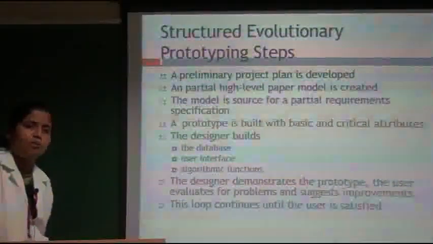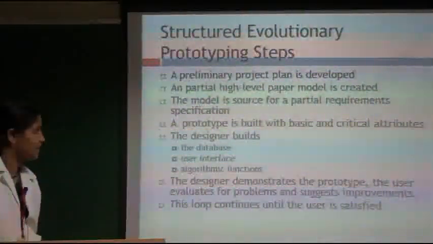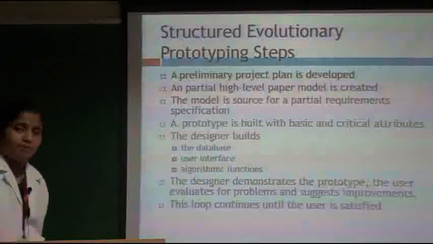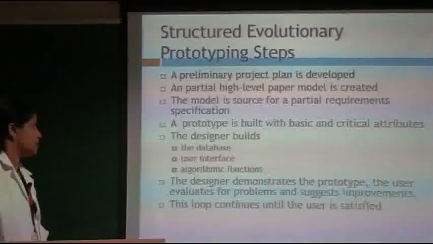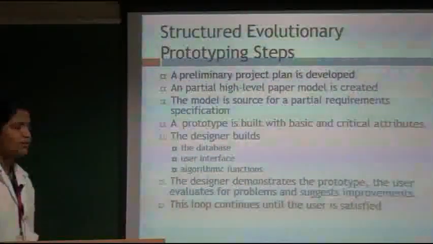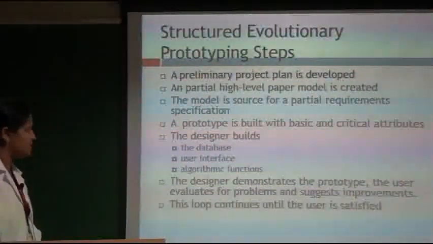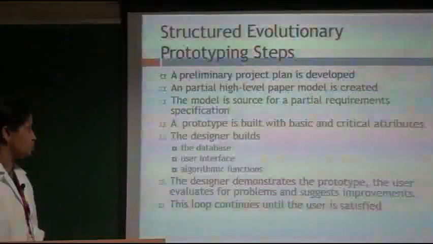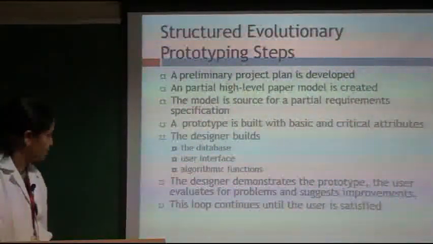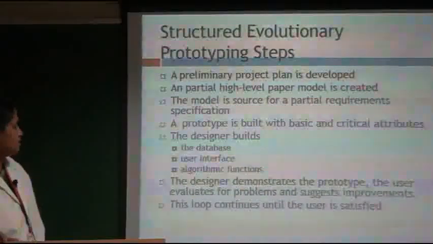necessity of buying components and designing the architecture. Only a paper model is designed first, and the paper model should reflect the source of the requirements, the source of the partial requirement specification. And while building the prototype, what are the things to be considered? The prototype should include what database we are going to use, what kind of interface, and what the algorithmic functions are. This prototype should cover all these three domains.